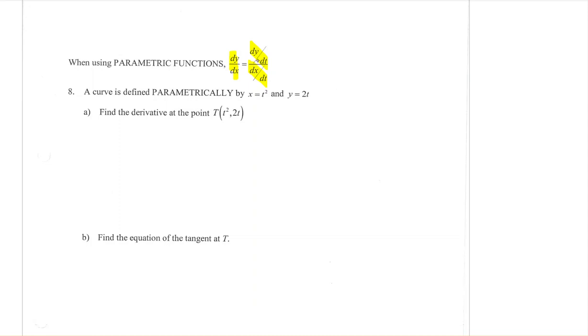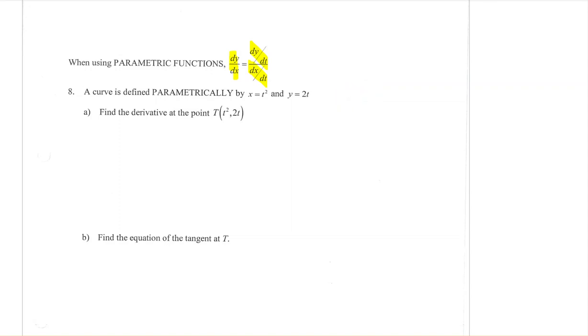If you were to do that divide, so dy over dt divided by dx over dt, we know when we divide fractions that we turn the second fraction upside down, and then those dt's would cancel out so that we get dy over dx, which is what we want. Okay, so that's how the rule works.